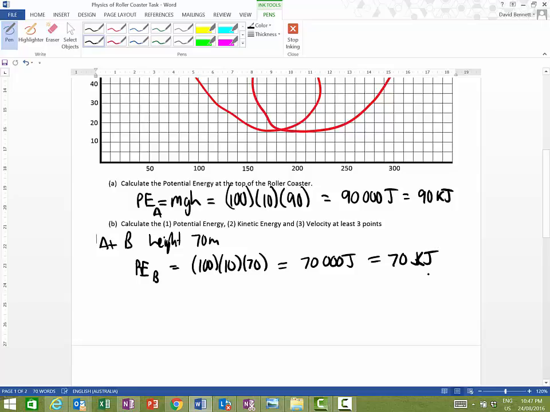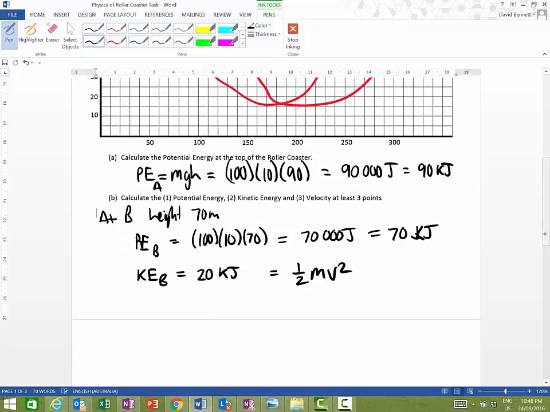Right, so we know that obviously it started with 90 kilojoules and it's now got 70 kilojoules. Then we know that the kinetic energy that it's going to have at B has to account for the difference in the energy it's lost. So therefore kinetic energy is equal to 20 kilojoules. Now we also know that kinetic energy is equal to a half mv squared.